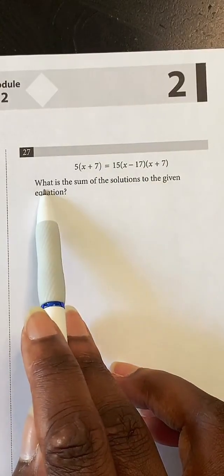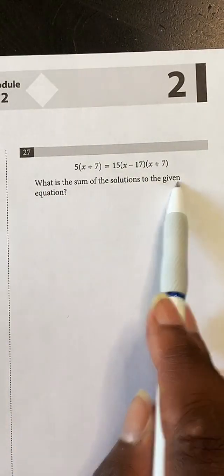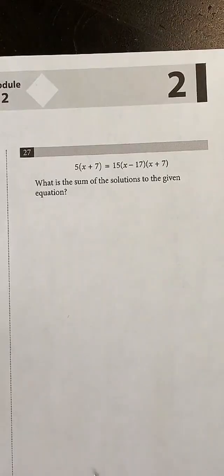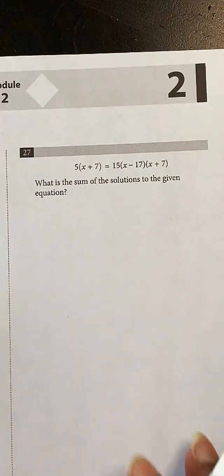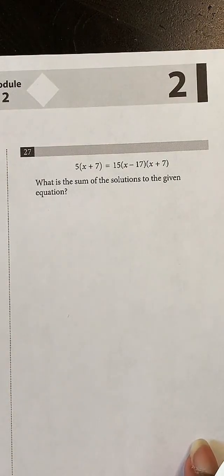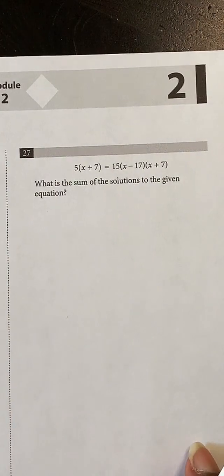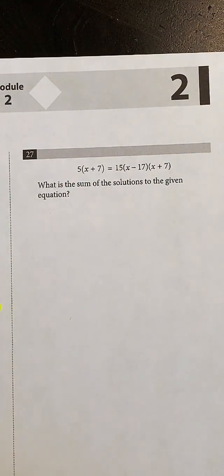All right, so now they're saying, what is the sum of the solutions to the given equation? So basically, they just want you to solve it. Okay, they want you to solve it. And they want you to know what is the sum of the solutions. Okay, it's not going to be super, super easy. There's a twist. A twist. 2 minutes. All right, what should I do first?